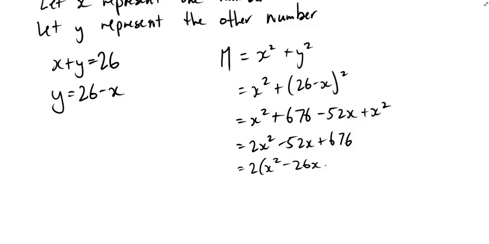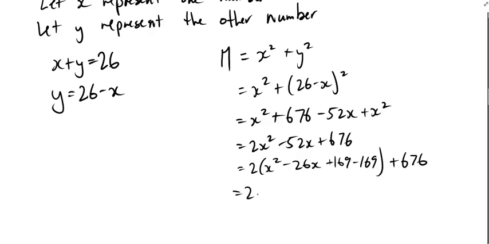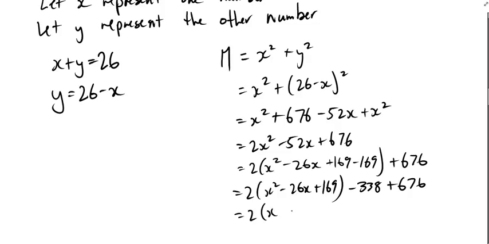26 divided by 2. Is everybody with me here? 13. 13 squared, 169. So plus 169 minus 169 plus 676, which equals 2 times (x squared minus 26x plus 169), minus 2 times 169, just use your calculator, it's negative 338. (x minus 13) squared plus 338. That is a 6, 8.